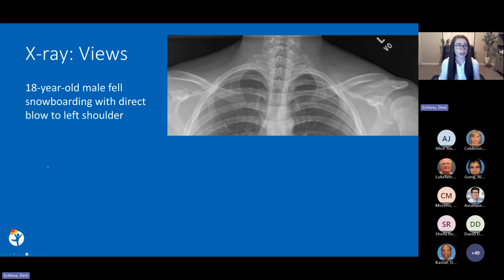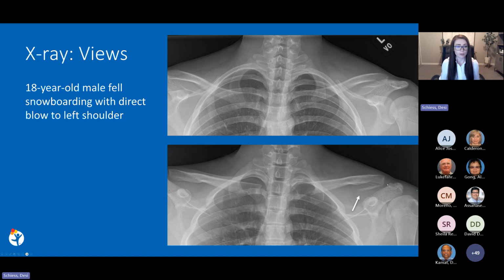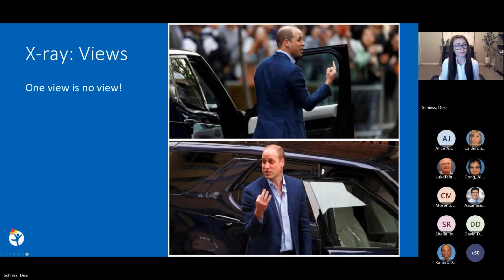This 18-year-old young man had a fall while snowboarding, with a direct blow to his left shoulder. AP view of the clavicles demonstrates asymmetric left supraclavicular soft tissue swelling, but the fracture is very difficult to visualize. An axial view of the clavicles demonstrates a comminuted fracture of the left distal clavicle with inferior displacement of the fracture fragment. This patient was treated with a sling, and repeat radiographs 1 month later demonstrated healing changes.